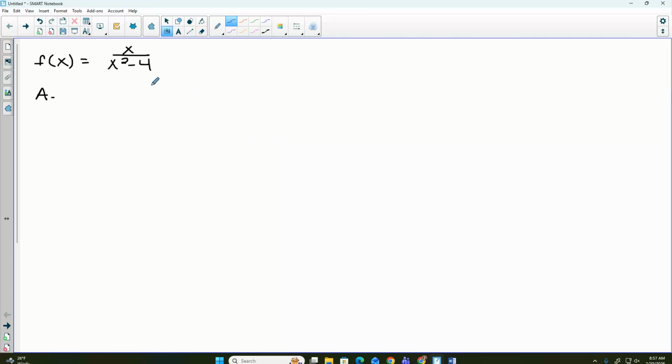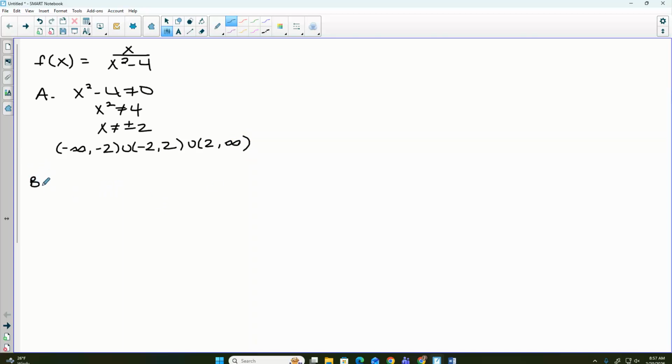All right, domain. We know that in a fraction, the denominator can't be 0. So x squared can't be 4. So x can't be plus or minus 2. So domain, what x is, it's everything else. So negative infinity to negative 2, everything between negative 2 and 2, everything bigger than 2.